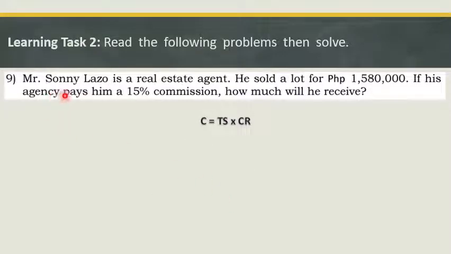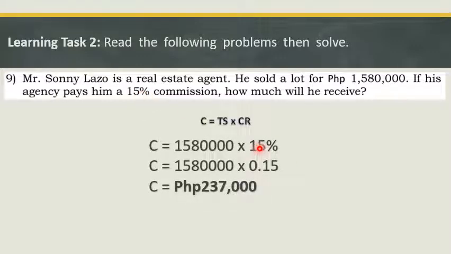Then, for number 9, Mr. Sunny Lasso is a real estate agent. He sold a lot for 1,580,000 pesos. If his agency pays him a 15% commission, how much will he receive? So, para makuha ang commission, multiply lang natin yung total sale, itong 1,580,000 pesos, sa commission rate, which is yung 15%. So, yung 15%, convert natin sa decimal, magiging 0.15. So, pag minultiply natin sila, ang makukuha natin is 237,000 pesos. So, ito yung makukuha ni Mr. Sunny doon sa pagbebenta ng lupa.